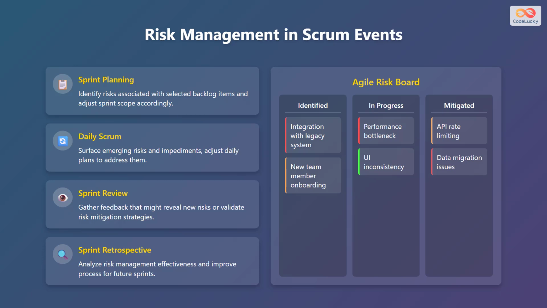The risk board has columns such as identified, in progress, and mitigated. Some of the risks are integration with legacy system, new team member onboarding, performance bottleneck, user interface inconsistency, application programming interface rate limiting, and data migration issues.